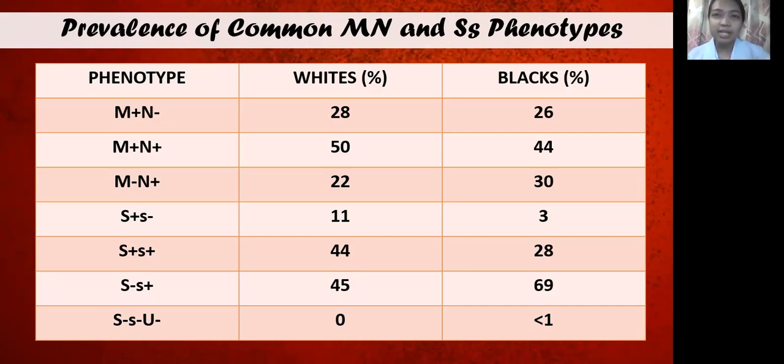There you can see that there is a disequilibrium in the expression of S and s with M and N. In whites, the common haplotypes were calculated to appear in the following order of relative frequency, for example Ns is greater than MS, and then MS is greater than Ms. So you can see that there are differences between the phenotypes.